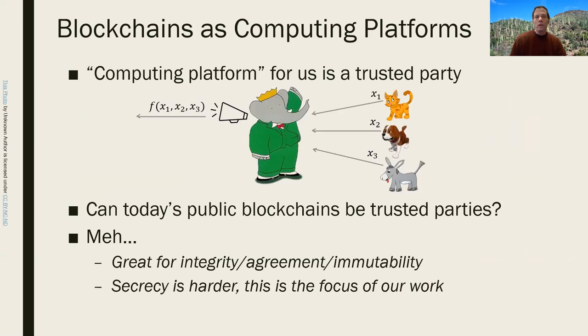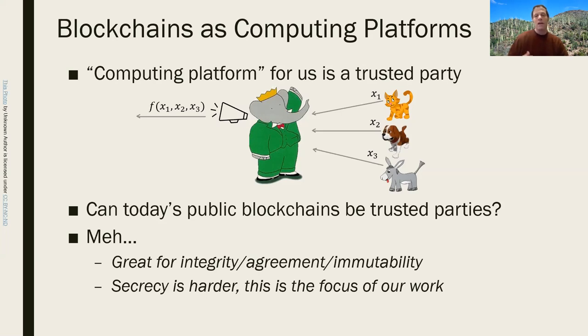What do we want? We want to use that system with all these nodes that are running and computing stuff as a computing platform. And for us cryptographers, a computing platform is nothing but a trusted third party. So we have clients, the clients want to compute something, and they send their input, which might be secret or not, to this trusted party. They tell it what they want to compute, the trusted party will compute it, announce to everybody the results, and the input will remain hidden. This is the functionality that we want to get. Can we do that today with public blockchains? The answer is not really.